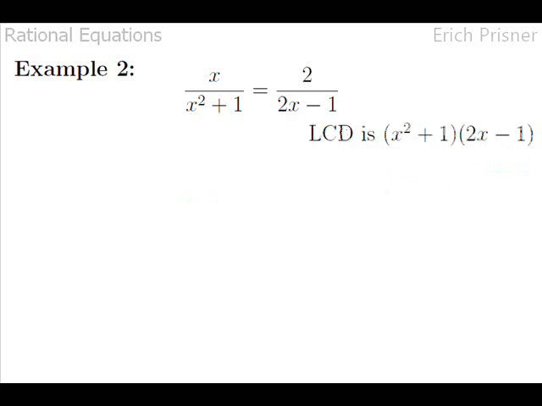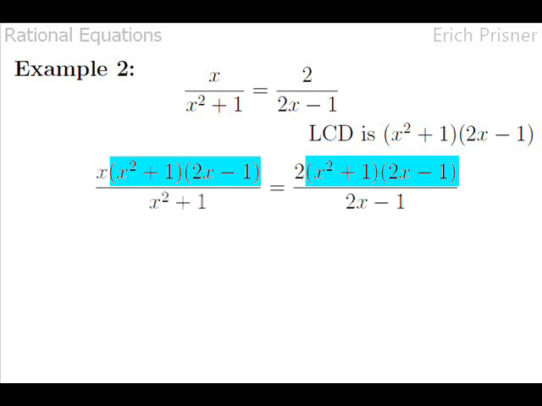The LCD is (x squared plus 1) times (2x minus 1). Multiplying our equation by this LCD, we get this equation here. Then we cancel x squared plus 1 in the first expression and 2x minus 1 in the second one, and we get x times (2x minus 1) equals 2 times (x squared plus 1). Of course, this is a result you can get, slightly quicker maybe, using cross multiplication.